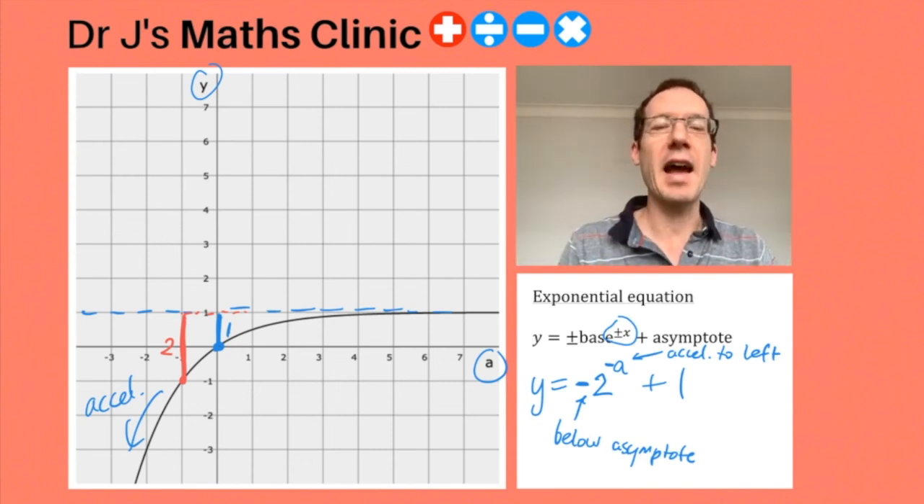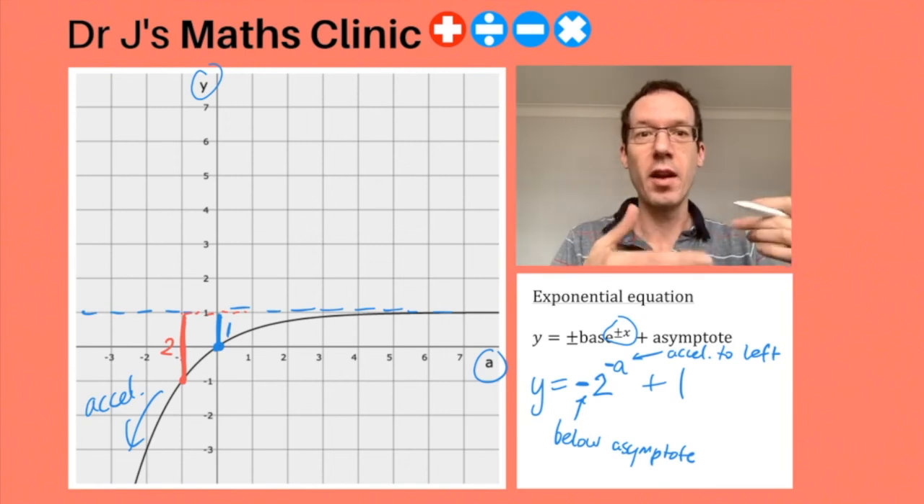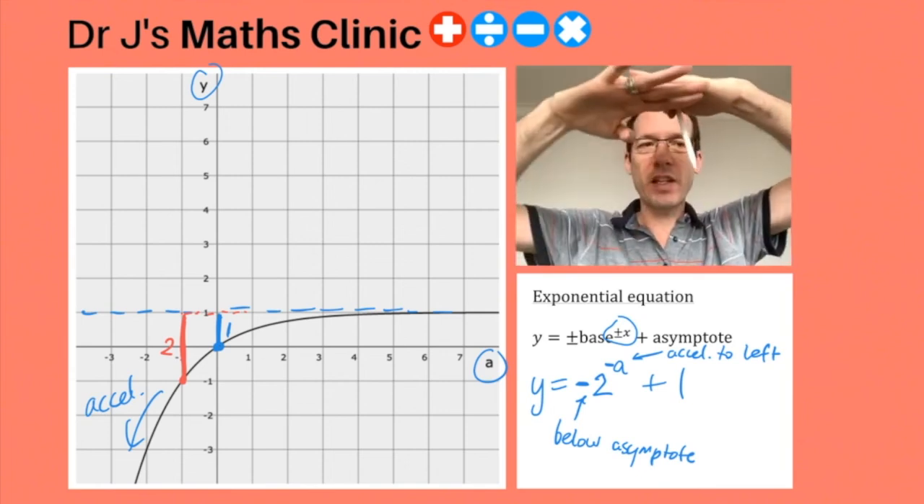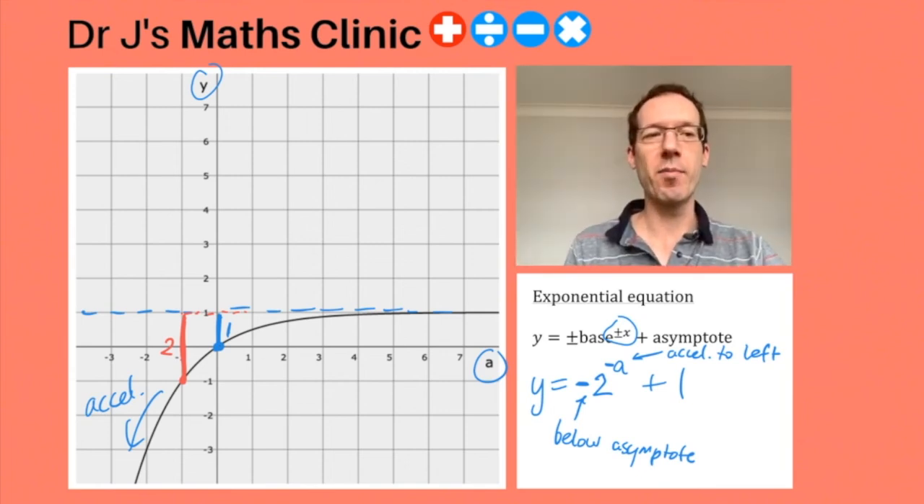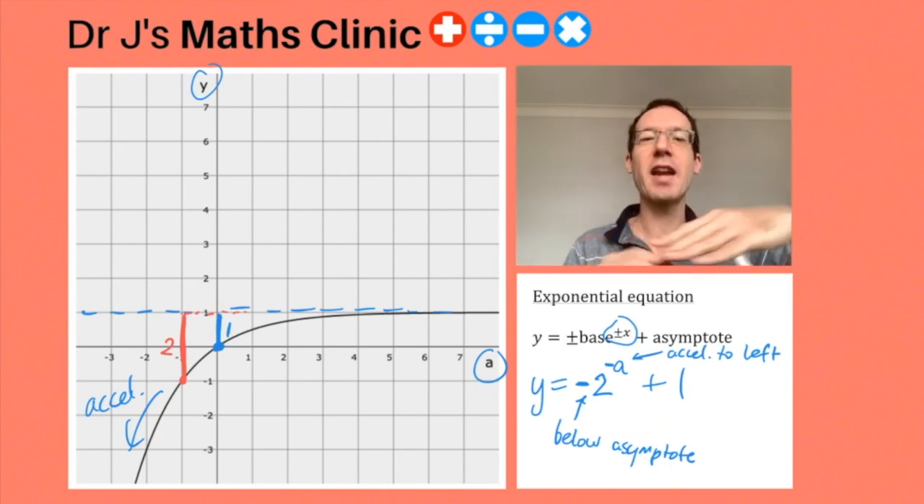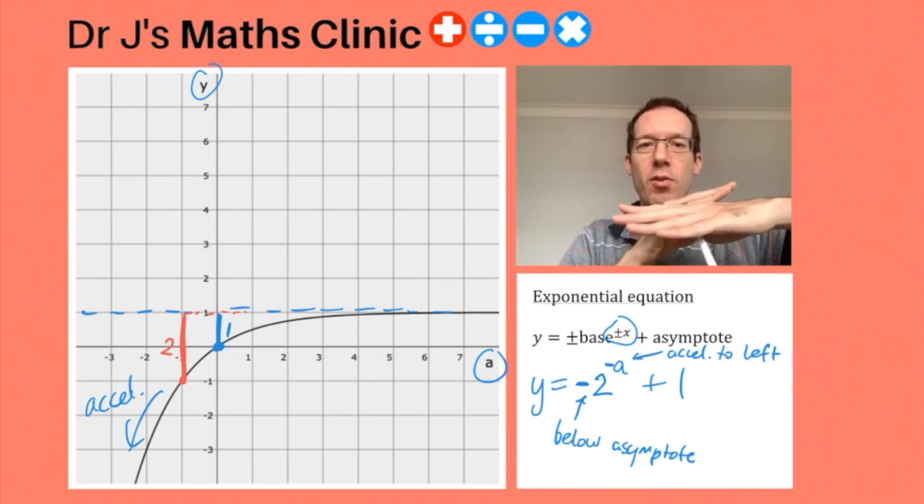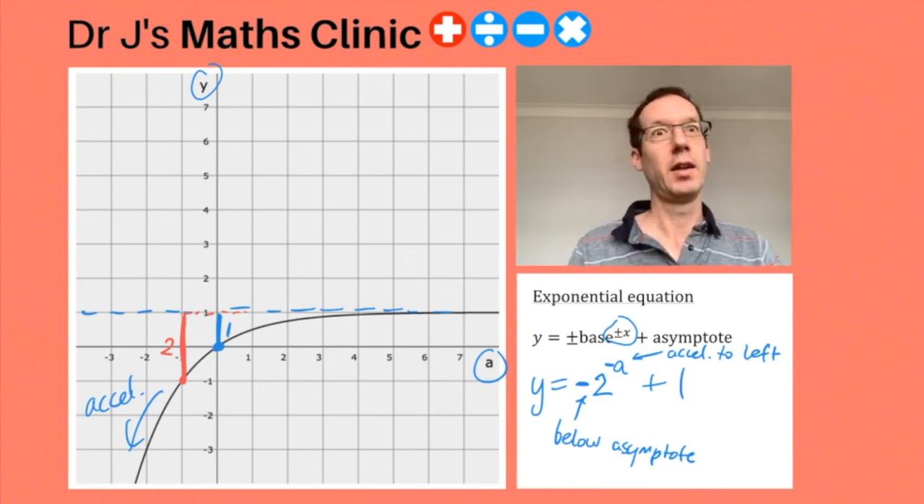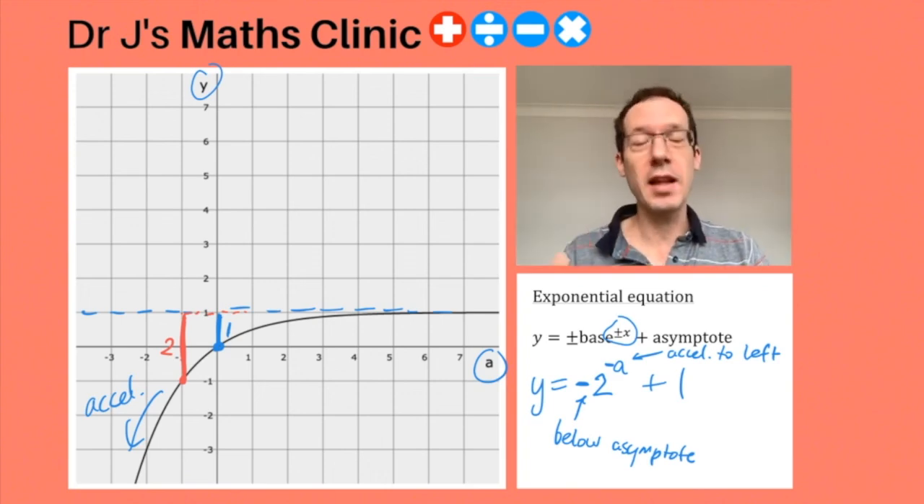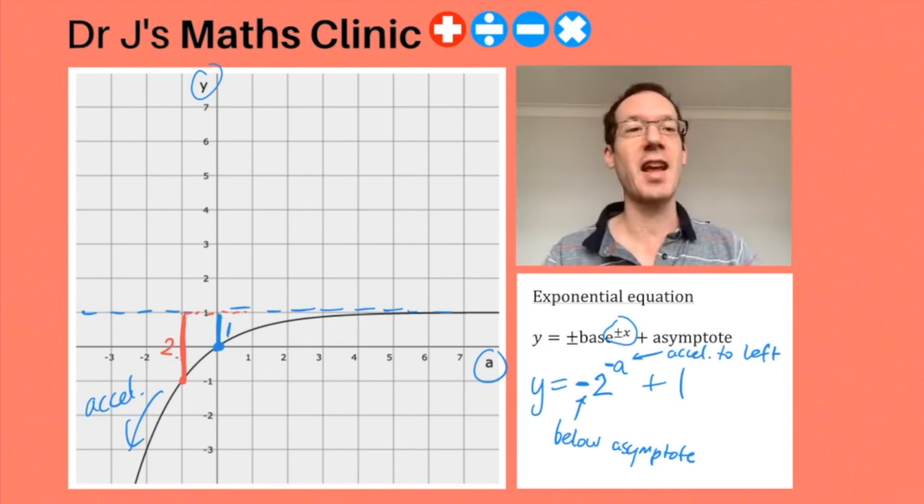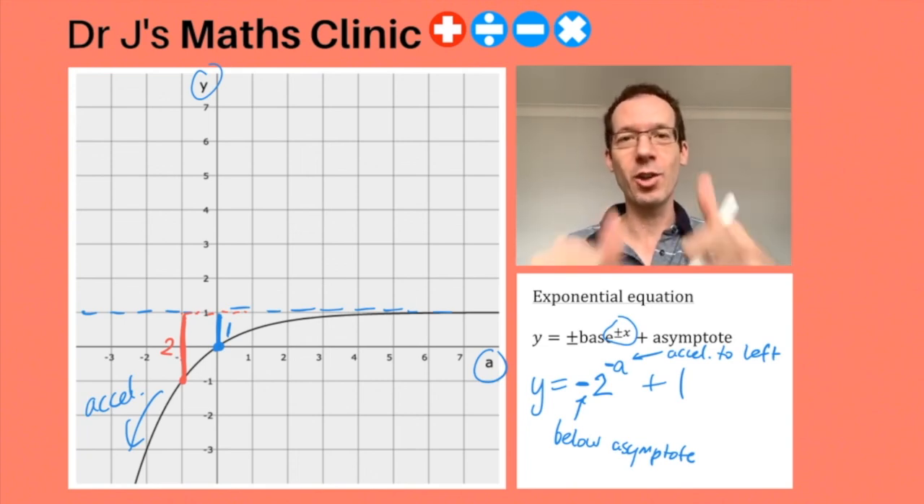So this is clearly our trickiest example because it's got a minus because everything's below the asymptote, and that's that below the asymptote minus. And it's got another minus in the power because it's accelerating to the left, not to the right. So quite a lot to remember there, definitely our trickiest example, but if you can understand that, my goodness, you're doing well. Congratulations.